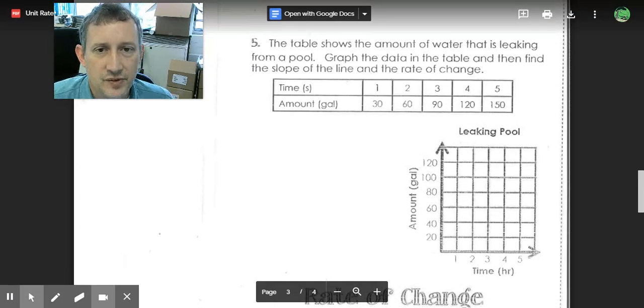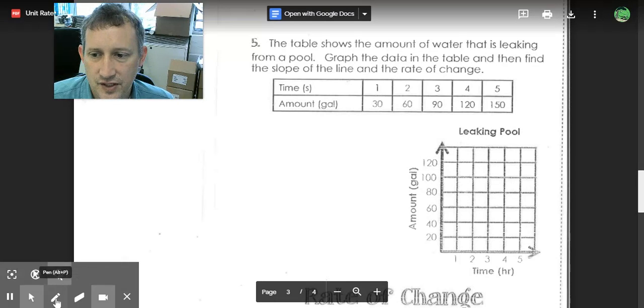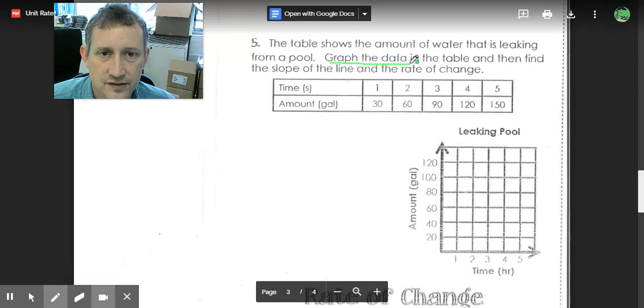Okay, so this table shows the amount of water that's leaking. Graph the data, so they want us to graph it first, and then find the slope. All right, so let's just graph a few of these. Notice this is going up by 20s, while this is going up by 1s. So time, again, is always on the bottom. Time is usually your run.